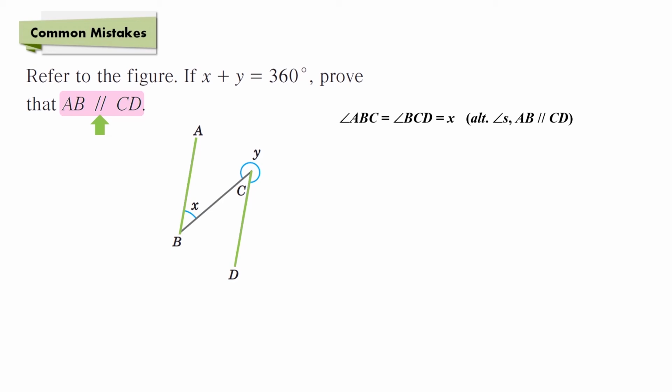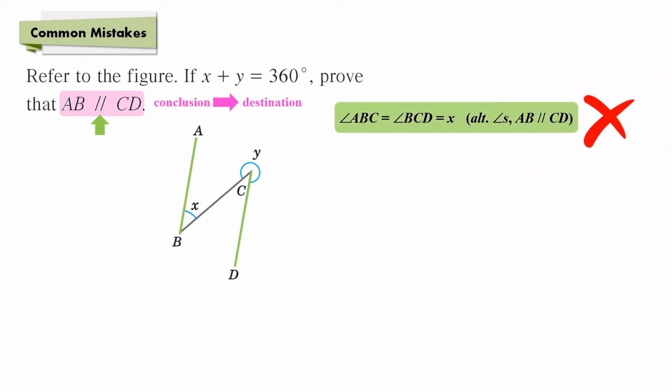In fact, this is the statement we have to prove. We should bear in mind that the statement we have to prove must appear at the destination of our proof, and we cannot use the corresponding properties before we prove it.